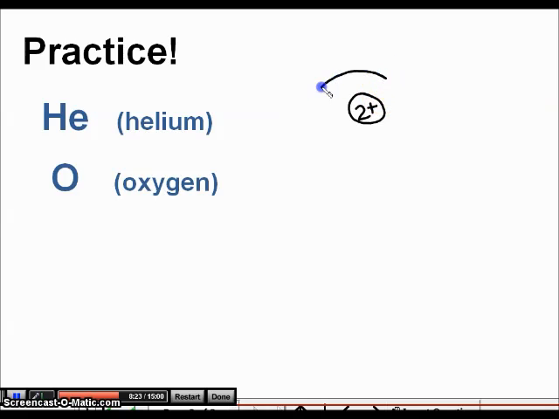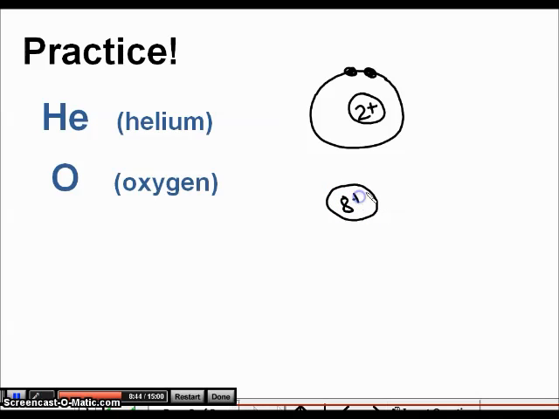Then we draw our energy levels. So how many electrons do we need? Well, we need 1, 2. And we're done. So let's take a look at oxygen. Look it up on your periodic table. It has 8 protons. The atomic number is 8. So let's draw it.